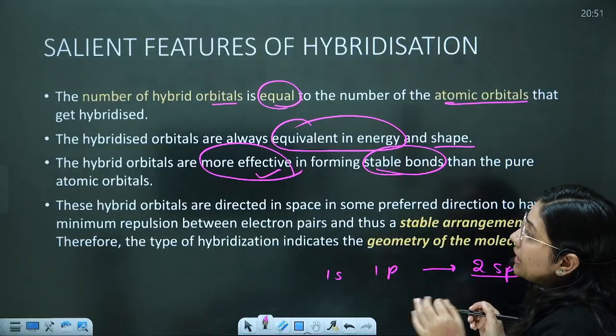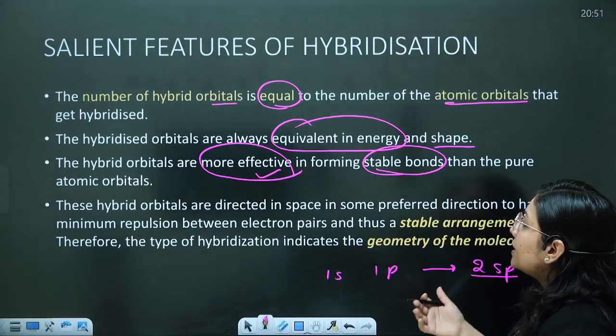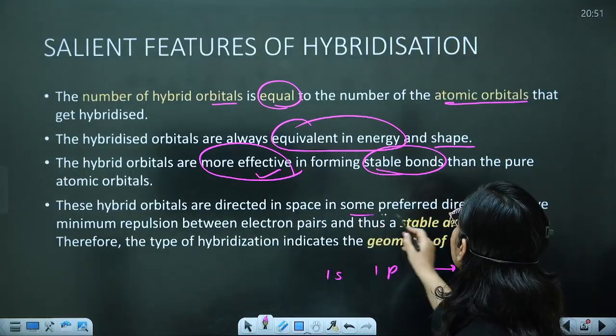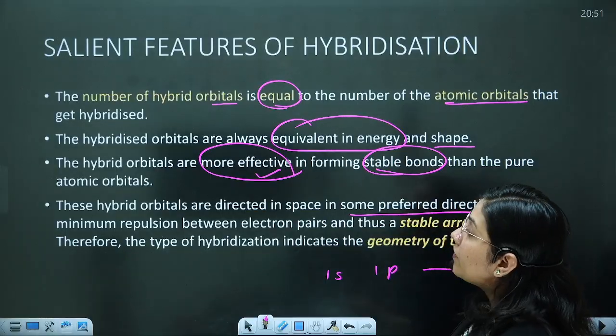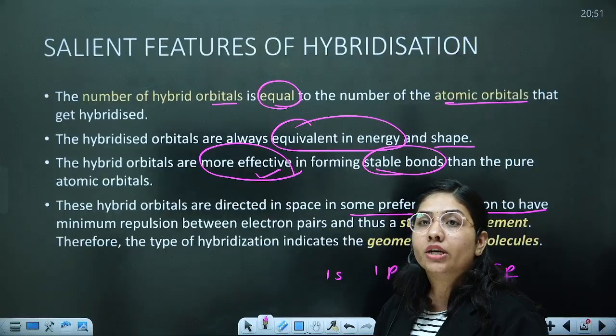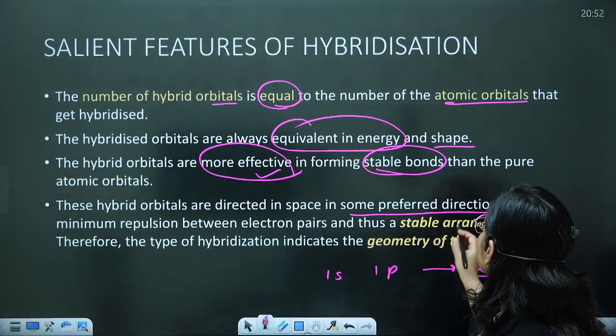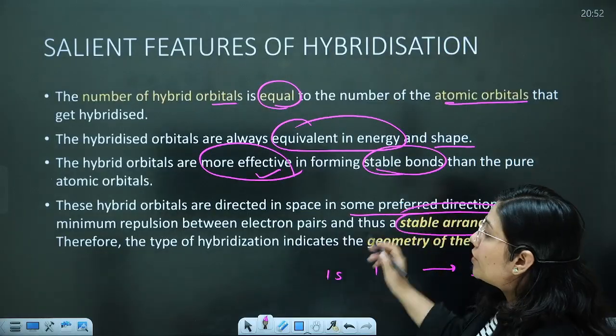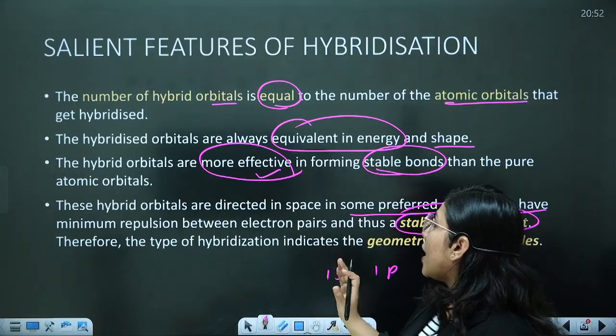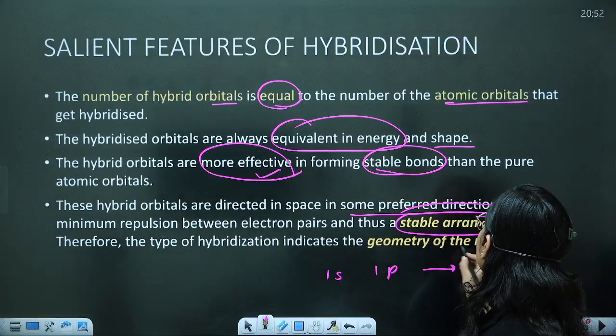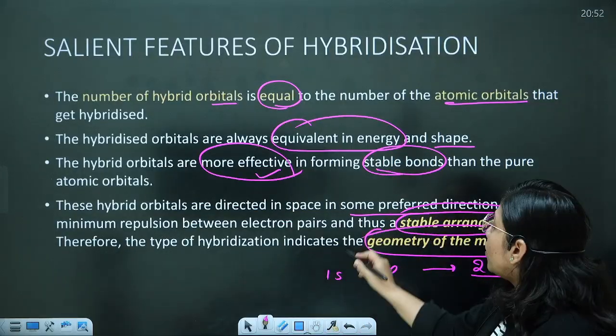Next point, these hybrid orbitals are directed in space in some preferred direction to have minimum repulsion between the electron pairs and thus a stable arrangement. Therefore, the type of hybridization indicates the geometry of the molecule.